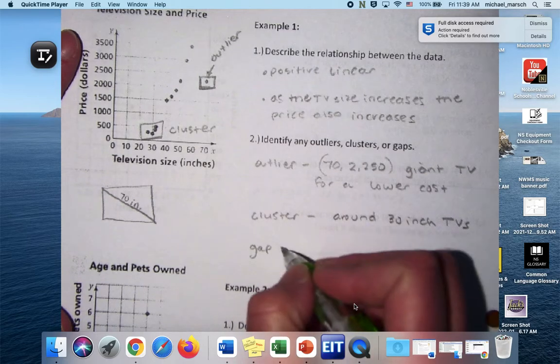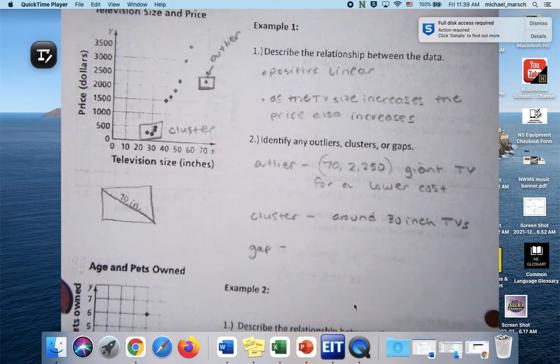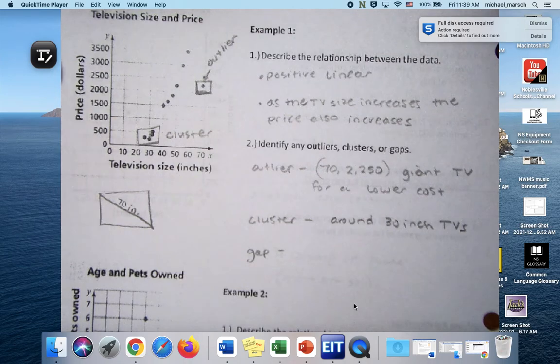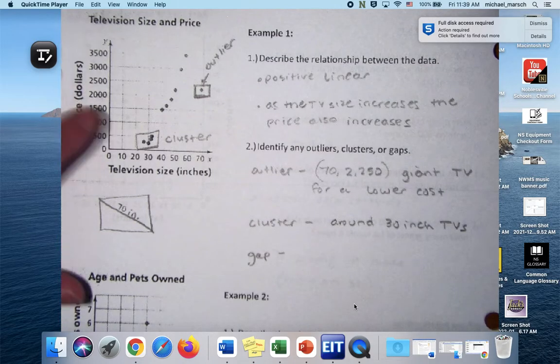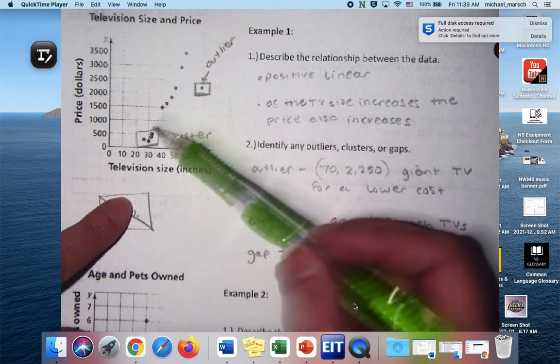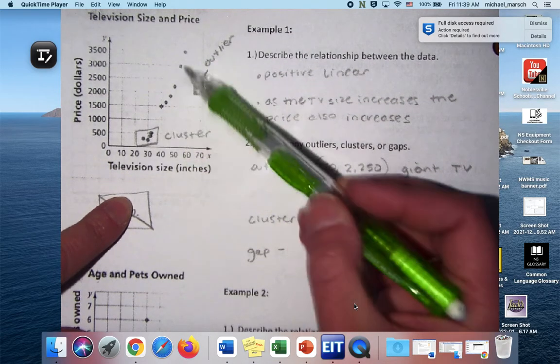So a gap is a space where you don't see any plots. So we have a couple gaps here. Somebody tell me where one of them might be. You're going to want to look at the data that we already have. Somewhere in the data, where do we see a gap?